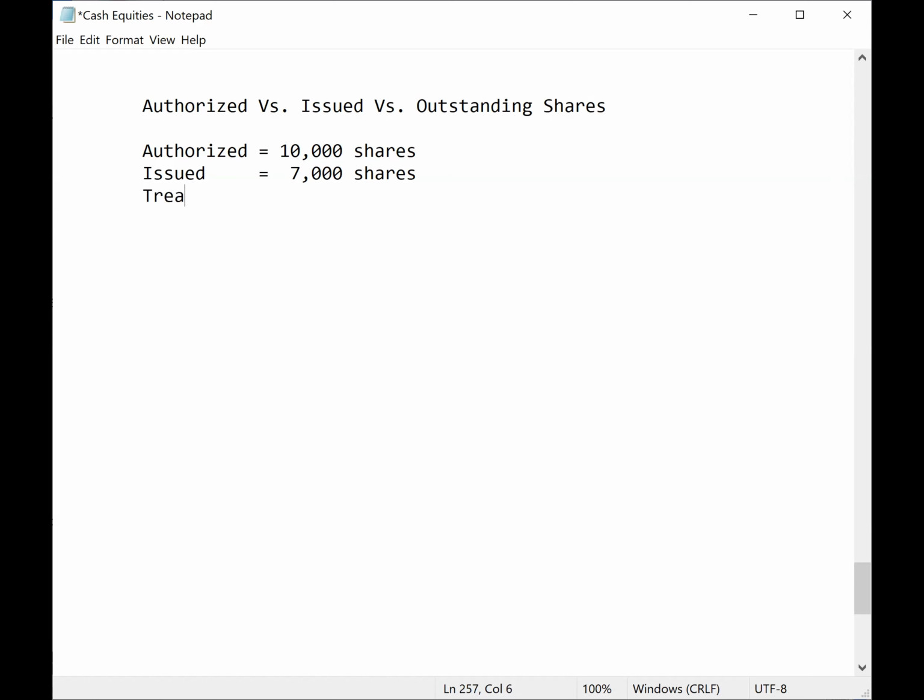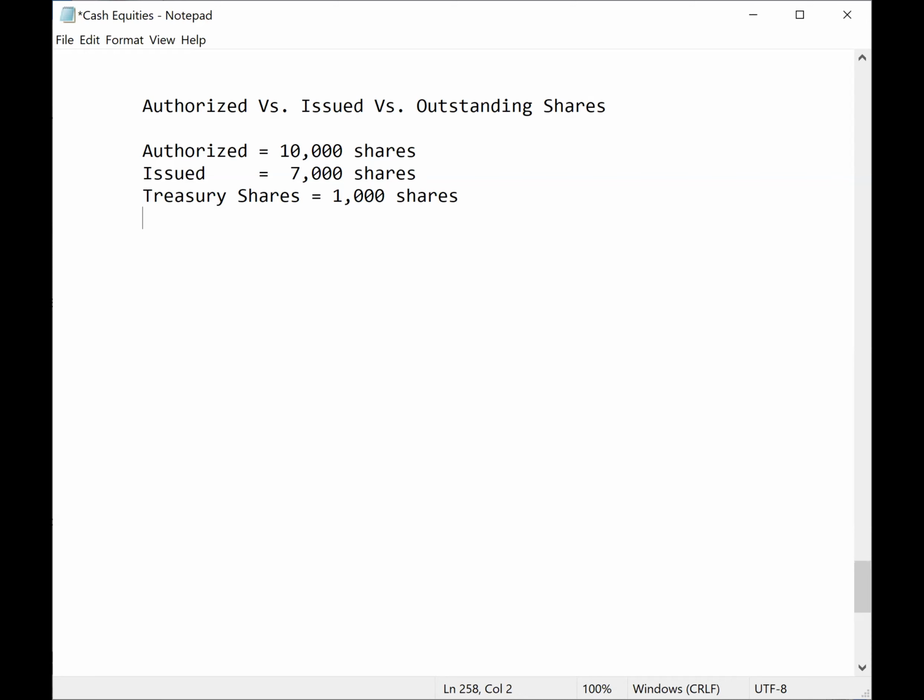Then you have some treasury shares. What are treasury shares? The shares which have been bought back after the issuance. So that means, let's say the company needed funds, so they issued some shares. But let's say after some time they had some surplus funds. So what they did, they bought back some shares. Let's suppose they bought back 1,000 shares. So we'll call them treasury shares.